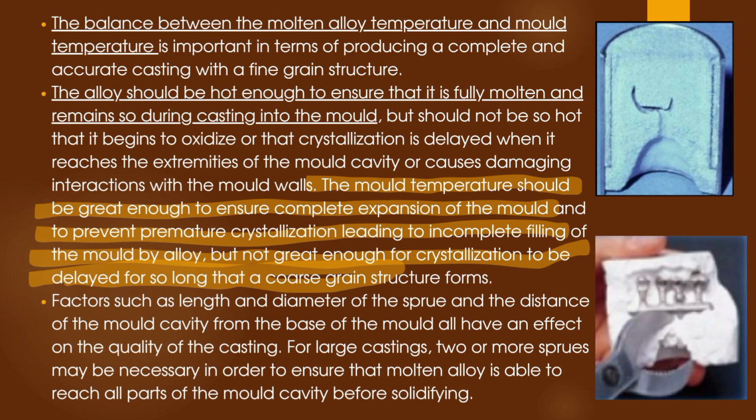Factors such as length and diameter of the sprue, and the distance of the mold cavity from the base of the mold all have an effect on the quality of the casting. For large castings, 2 or more sprues may be necessary in order to ensure that molten alloy is able to reach all parts of the mold cavity before solidifying.